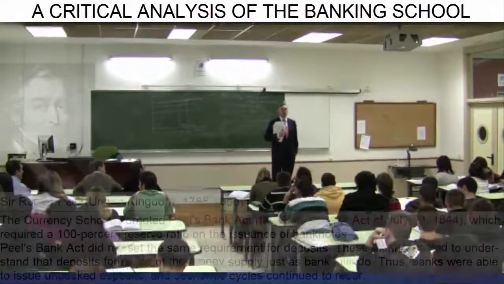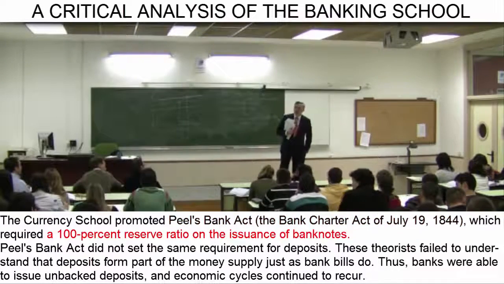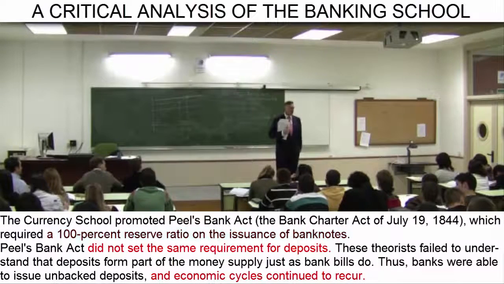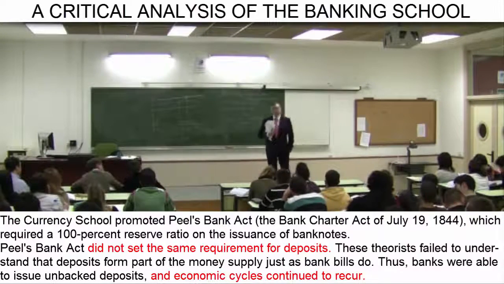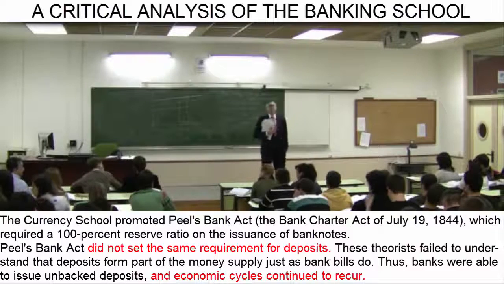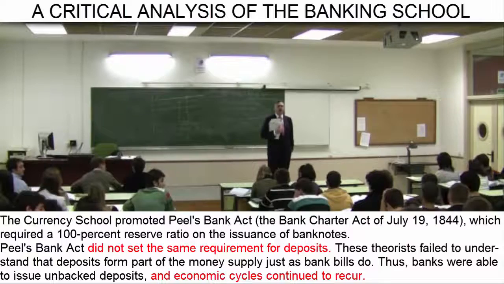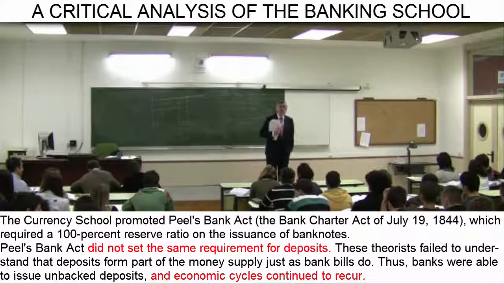On July the 19th, 1844, Sir Robert Peel the Younger successfully enacted a law requiring a 100% reserve ratio on the issuance of paper money. However, due to an oversight, the same requirement was not set for the issuance of deposits, and therefore the law was basically inoperative. Bankers redirected their business and stopped issuing unbacked paper money, but they began to issue unbacked deposits, and successive stages of boom and financial crisis and recession continued to recur.